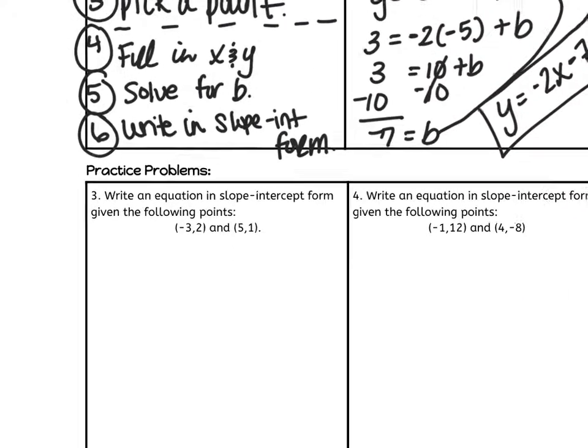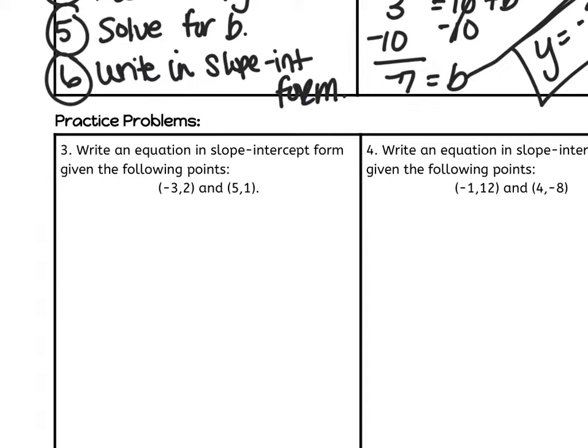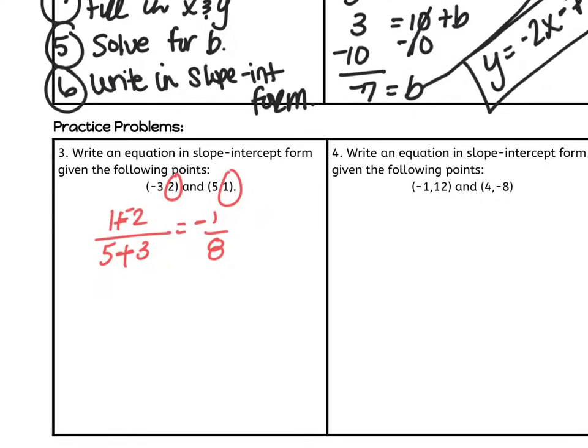The first one says you're trying to find slope-intercept form if you are given the points -3, 2, and then 5, 1. So first thing you're going to do is find your slope, starting with your y's. I'm going to do 1 minus 2 over 5 minus -3. From here, using my math, using what I know, using my calculator, whatever makes me happy, I got -1/8.